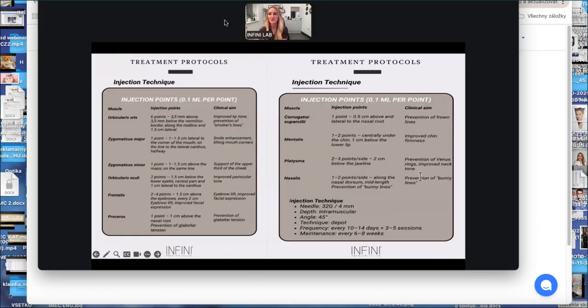So here we can see all the injection points and the full technique we use. So please take a screenshot if you like. Really, really good technique. Please let me know if you use it, and how your effects are. And this protocol is very clear, very organized, which helps us work both with muscles that are too active and with muscles that are losing strength and volume.